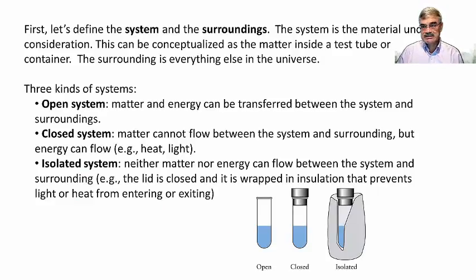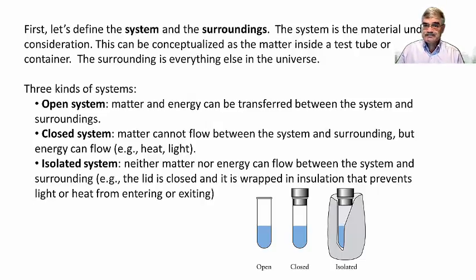A system is the material, the matter, that is under consideration. I usually talk about it as what's inside the box or the test tube that you're studying. And everything else is the surroundings, and those surroundings extend to the universe. There are three types of systems: an open system, a closed system, and an isolated system. Now, actually, the definitions of these terms make common sense. An open system is like a test tube or a cup without a lid on it.